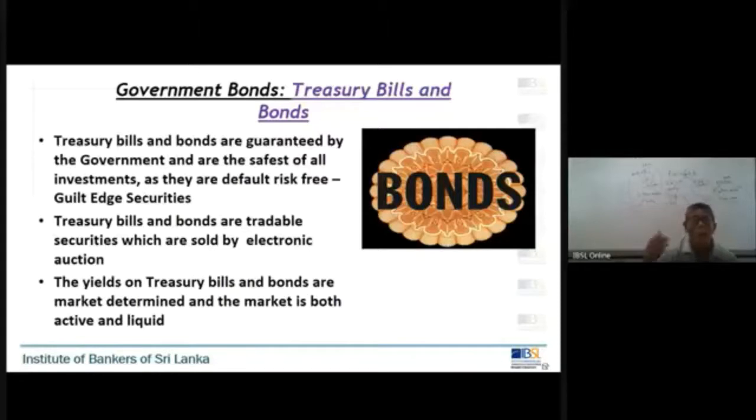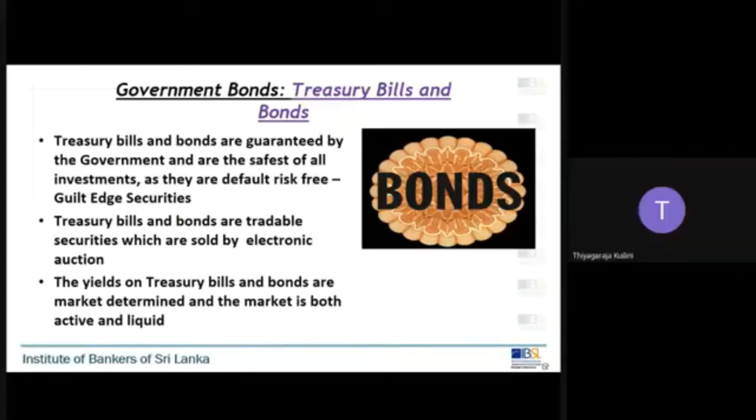Who buys the treasury bills and treasury bonds from the Central Bank? No, we are not going to buy. Who are the people who buy the treasury bills and bonds from the Central Bank? Banks.